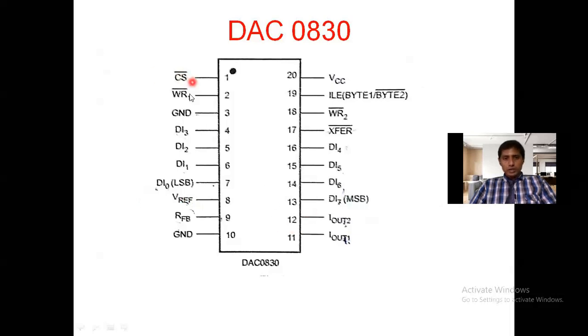Now CS bar is the chip select, and WR1 bar is activated with the help of CS bar and ILE; ILE is essential for activating WR1 bar. Whenever this signal is activated, the digital data is loaded into the input latch register. Whenever WR2 bar is activated, data moves from the input latch register to the DAC register, where data is converted from digital into analog. This signal is activated with the help of XFER bar, and XFER bar is activated with the help of the 8086. Like that we can analyze the pin diagram of DAC 0830.